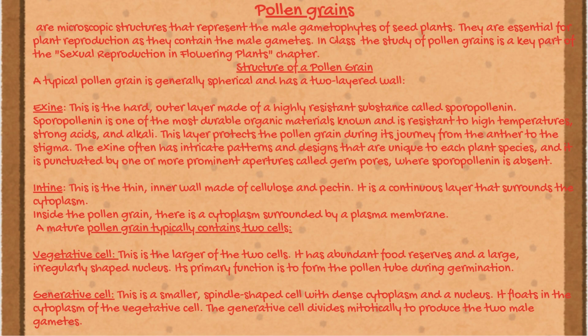The next one is the generative cell. This is a smaller spindle shaped cell with dense cytoplasm and nucleus. It floats in the cytoplasm of the vegetative cell. The generative cell divides mitotically to produce the two male gametes.